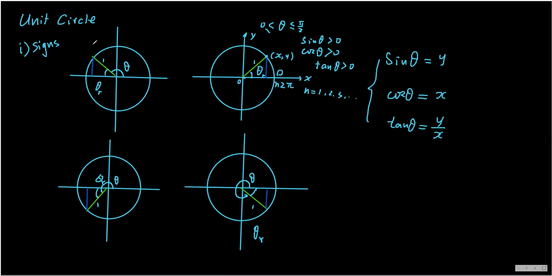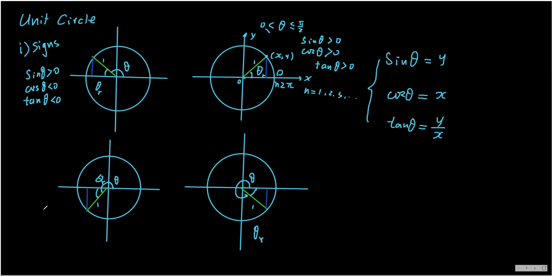Now in the second quadrant, how about the sine? Sine theta is y, y is positive. That's why I said cosine is negative, because cosine is x, and x is negative. How about tangent theta? Y is positive, x is negative, so tan is also negative. That's how to determine the sign. Once you determine the sign, you can use a reference angle to work out the value.